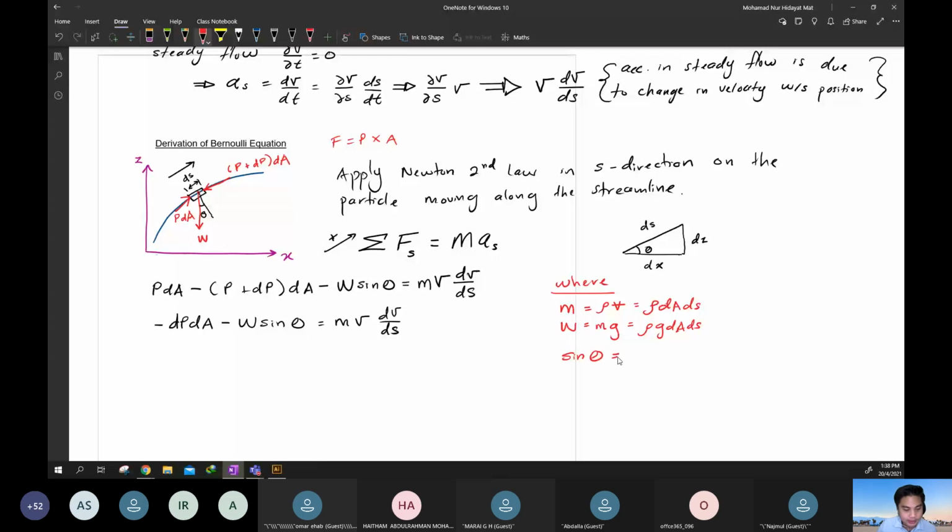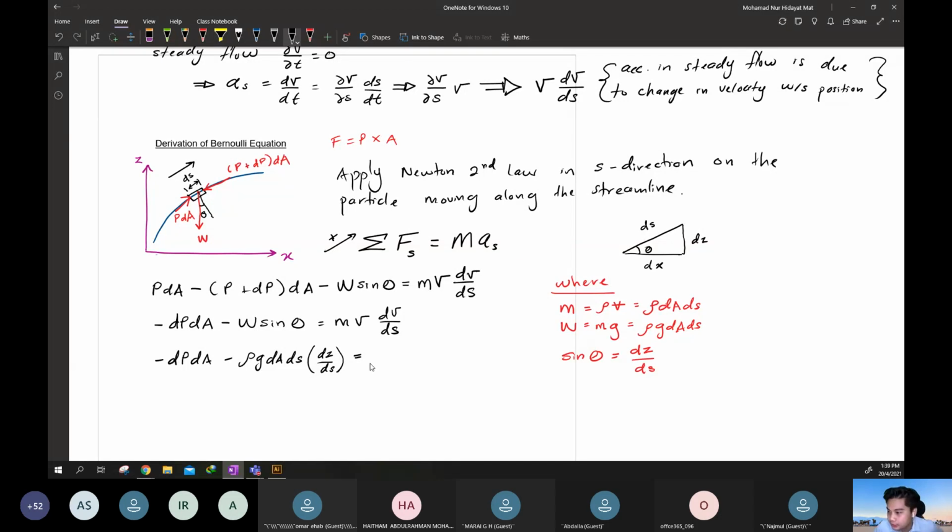Now try to substitute the equation. Negative dB dA minus W is rho g dA dS, sine theta is dz over dS, and then equal to mass, which is rho dA dS, V dV over dS. What can we simplify further?